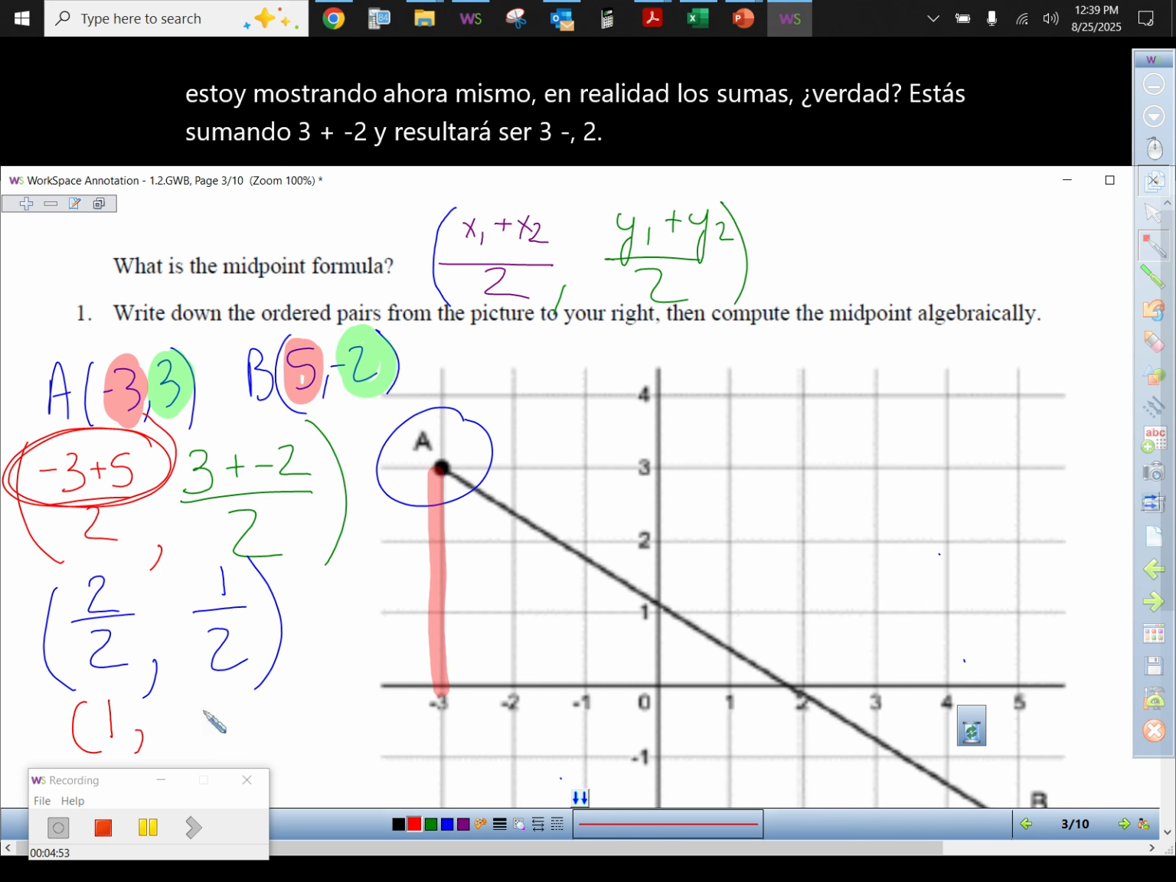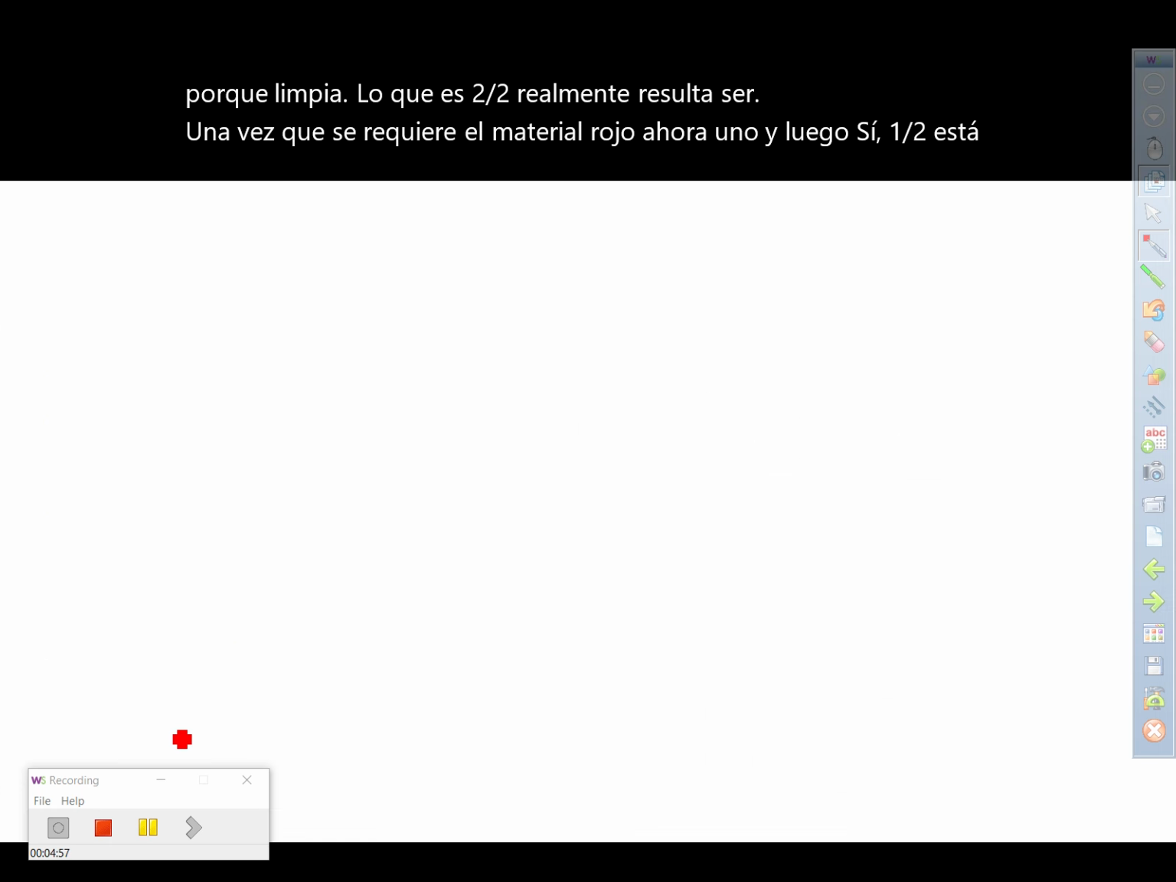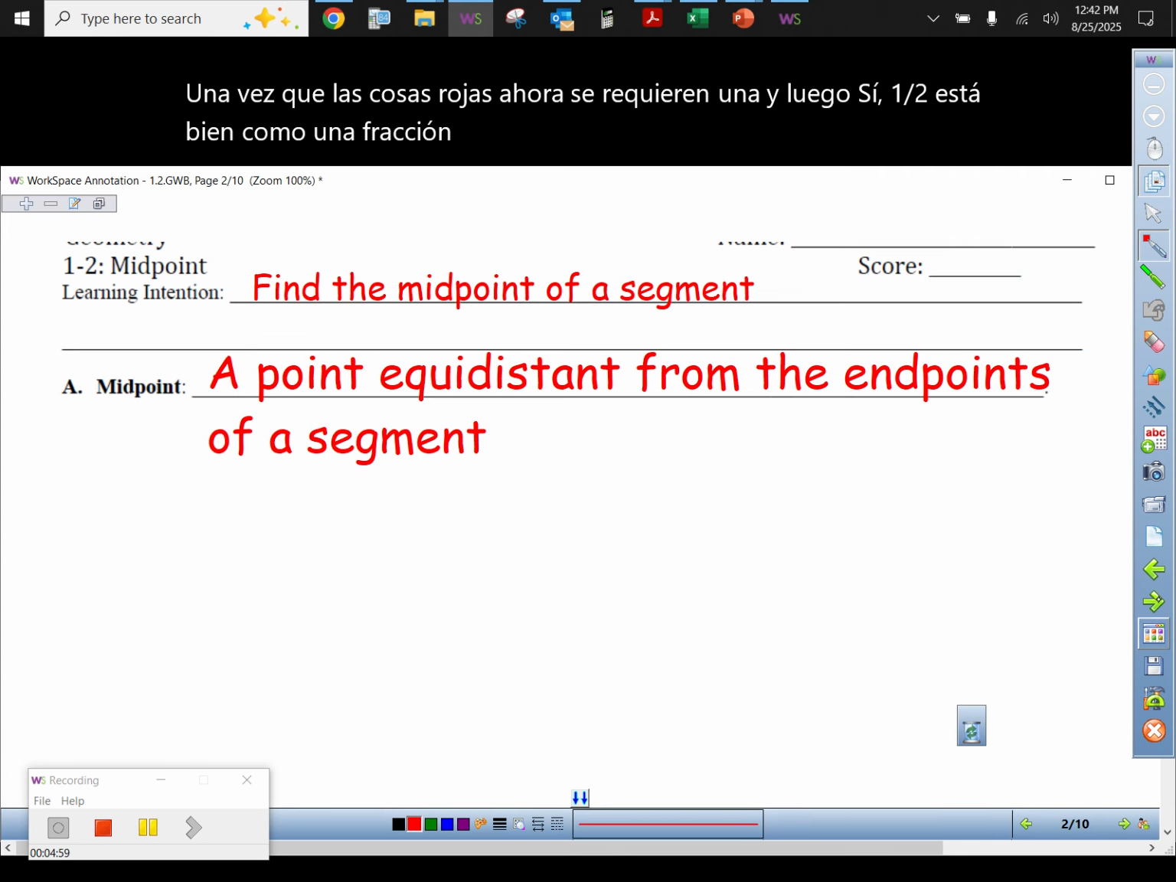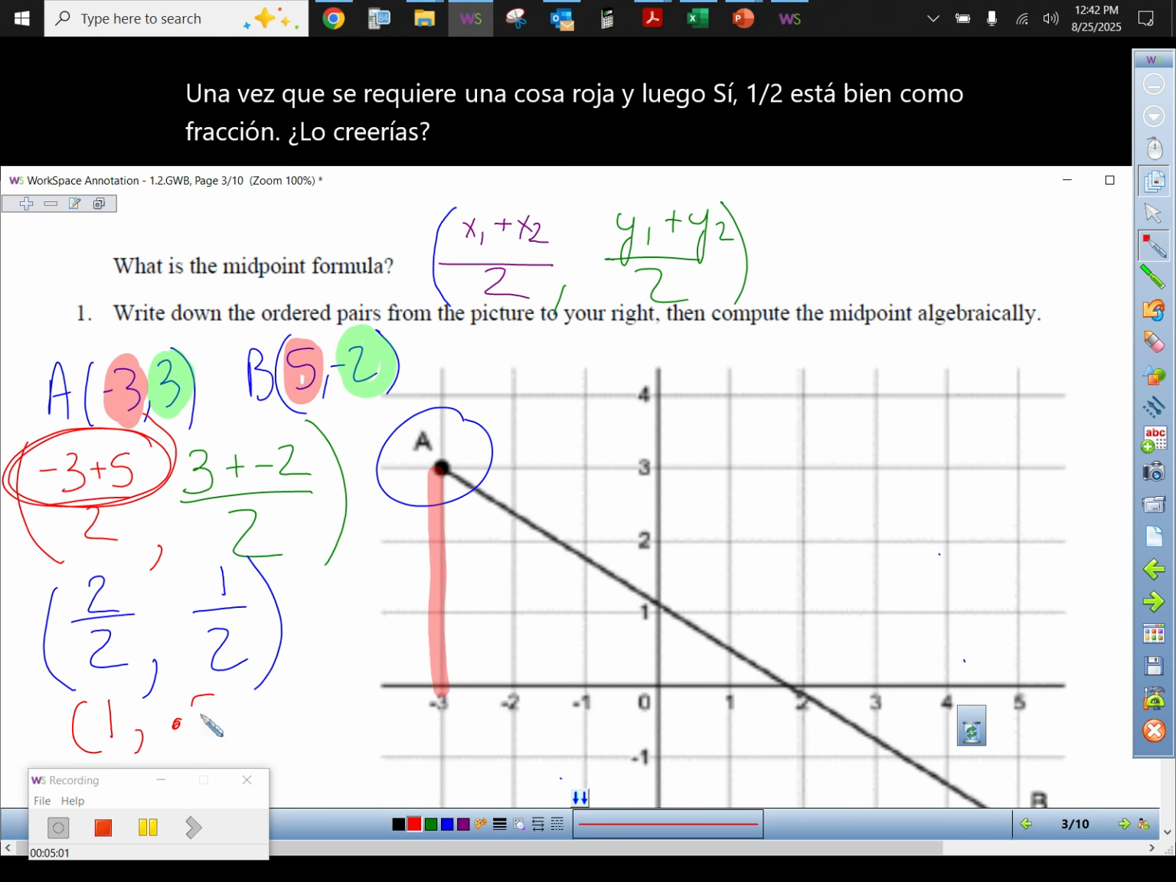Yep, 1/2 is fine as a fraction. Would you believe that 0.5 is probably easier to find on a graph than 1/2 in that case? So I'm kind of liking the decimals. I won't mark you wrong if you have a fraction, but this is the midpoint. Let's go graphing him. He is at 1.5 right there. Isn't that big old fat M right there?